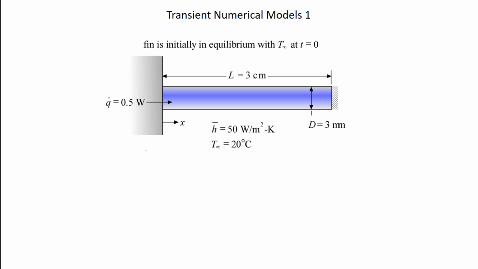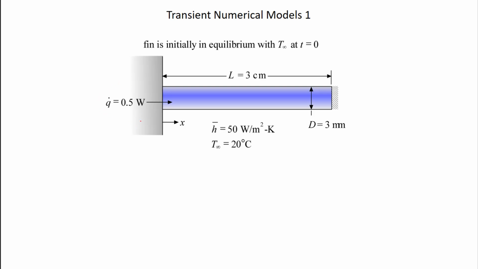We've talked about fins before, always at steady state. So we have here a fin. This is a cylindrical fin, so the cross section is a circle, and the diameter is 3 millimeters. The length of the fin is 3 centimeters. It's surrounded by a fluid with a heat transfer coefficient and temperature T infinity. Initially the fin is all at 20 degrees Celsius, so in equilibrium with T infinity. And we're going to simulate the startup process.